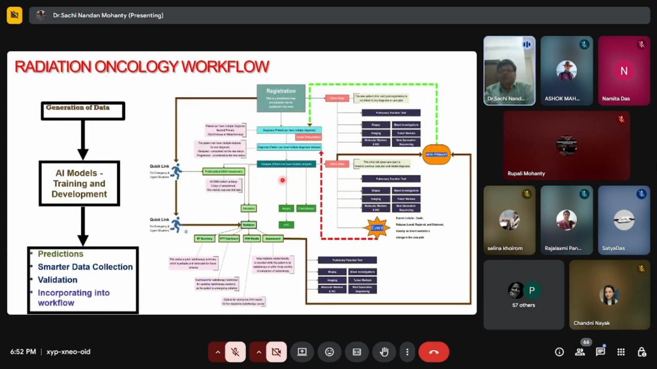So when you identify a particular radiation oncology process in this series, you can identify how much radiation is there, how much target you can put, and then brachytherapy is one of the concepts: what is brachytherapy, and how much brachytherapy will be given.